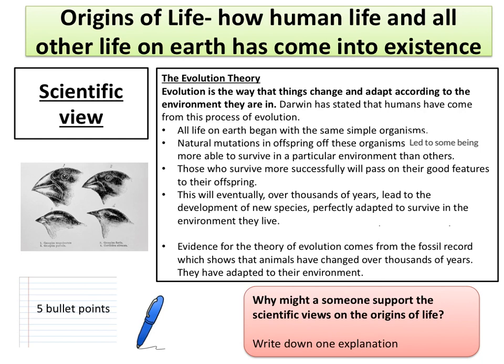Evidence for the theory of evolution comes from the fossil record, which shows that animals have changed over thousands of years. They have adapted to their environment. We can also look at life around us and similar species which have slight adaptations to make them better adapted to the environment they live in. Think about the differences between polar bears and grizzly bears because of the environment that they live in.